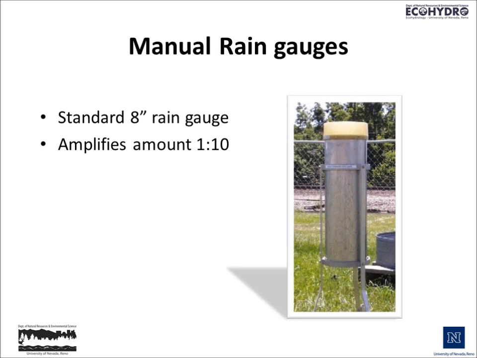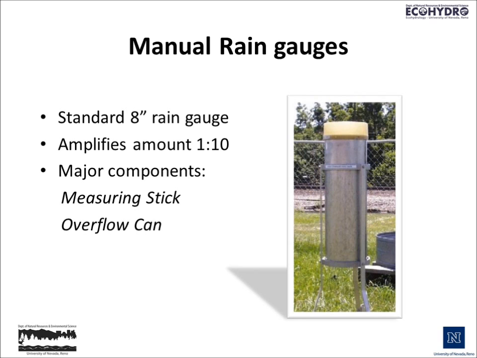It catches rainfall through a funnel in the top, and then by the use of a smaller tube in the middle, amplifies the amount 1 to 10 so that we have a greater resolution of measurement than we might have if we just simply filled up the can with rainfall. The major components include a measuring stick, an overflow can, a collector funnel at the very top, and a measuring tube into which the measuring stick is put.